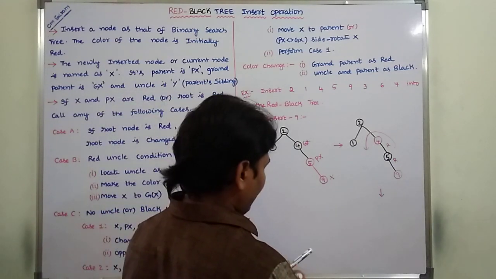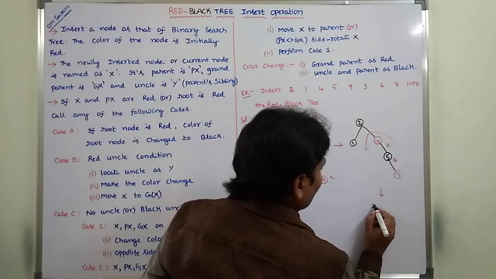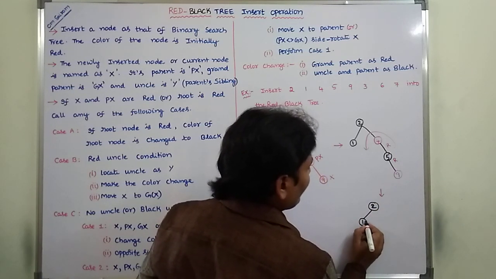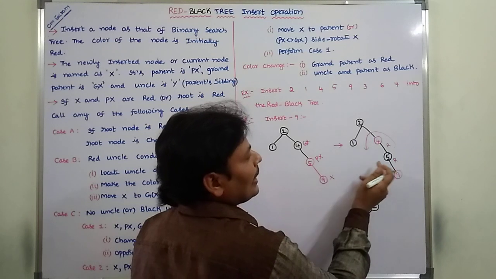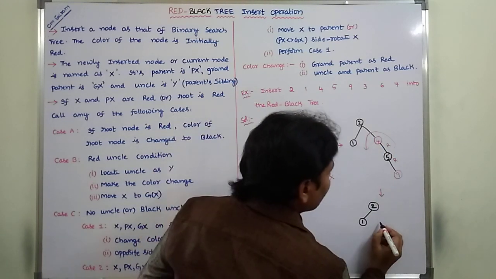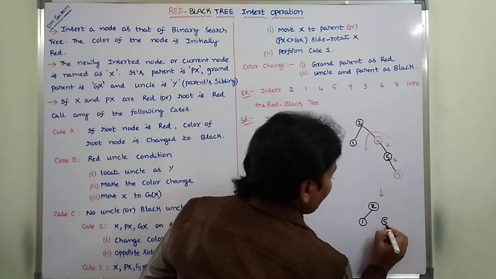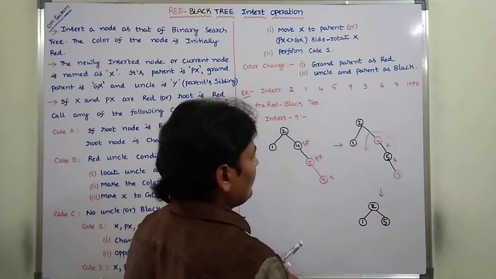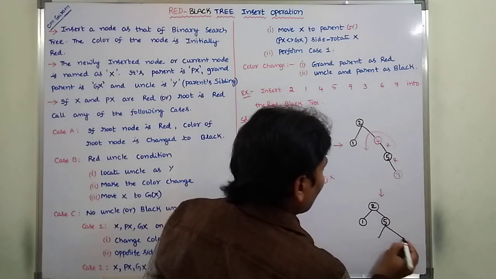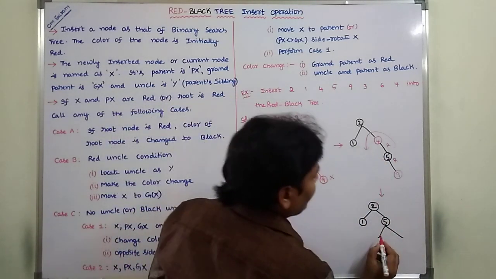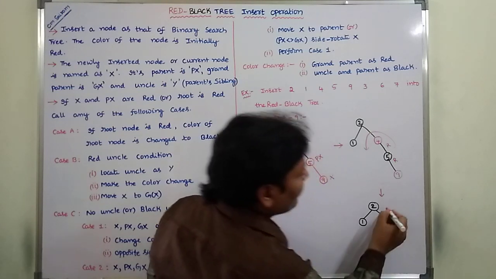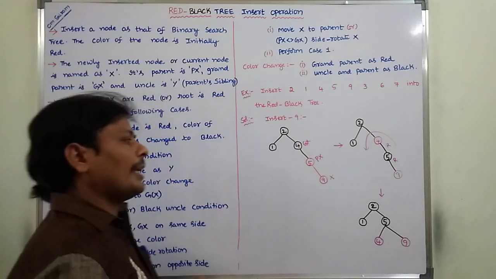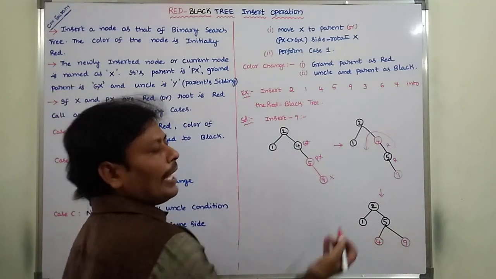So finally we are getting this: node 2 and this is 1. After performing the left rotation, 4 is moved down. So 5 is the root node, 4 is the left-hand side of 5 and 9 is the right-hand side of 5. So this is the tree we are getting.